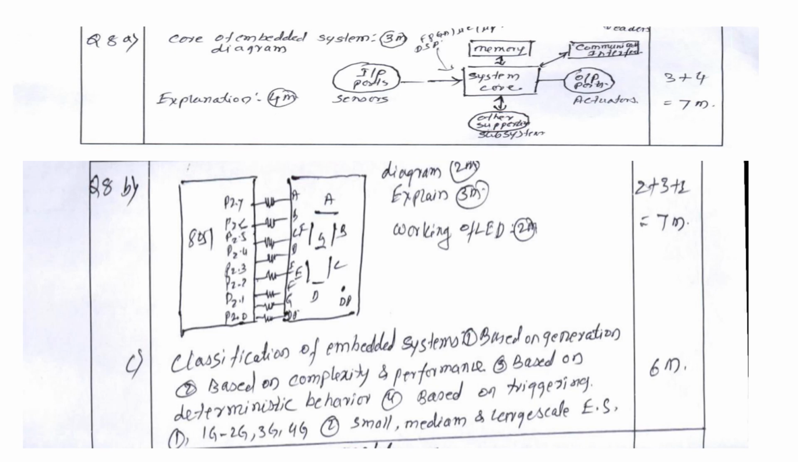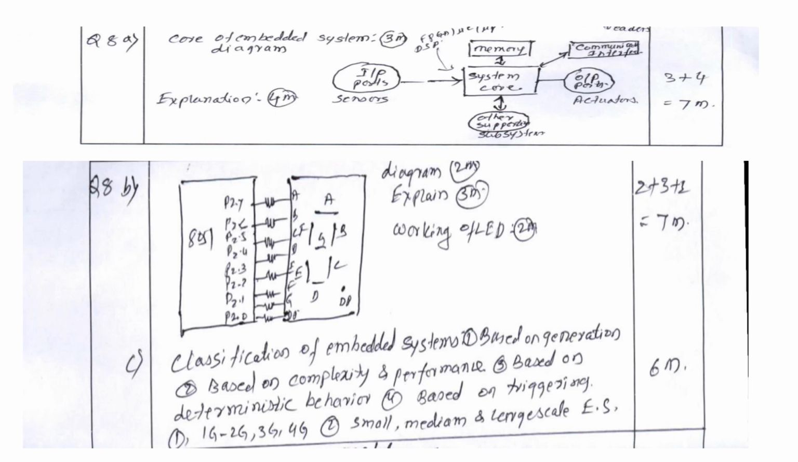And the B question is nothing but 7 segment LED. For the diagram, it carries 2 marks. Explanation of the diagram carries 3 marks. And when you list down or explain the working of LED, then it carries 2 marks. So totally it is of 7 marks.